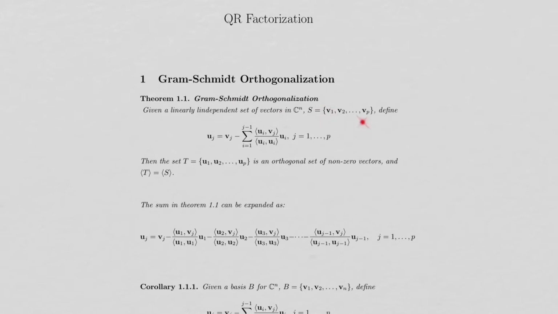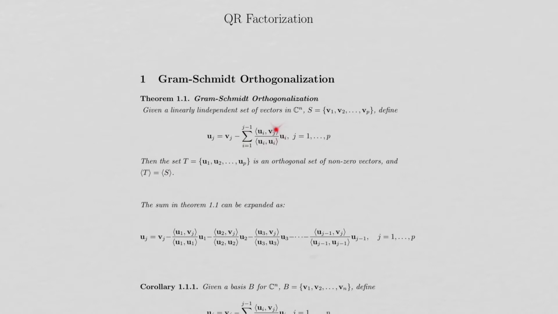Recall from the column vectors chapter the Gram-Schmidt orthogonalization theorem. If we have a linearly independent set of vectors S, v1, v2 up to vp, then we define some vectors uj given by this formula for j from 1 to p, and we let T equal the set of the vectors u and S is the set of the vectors v. The Gram-Schmidt theorem says that T is an orthogonal set of non-zero vectors and that the span of T is equal to the span of S.